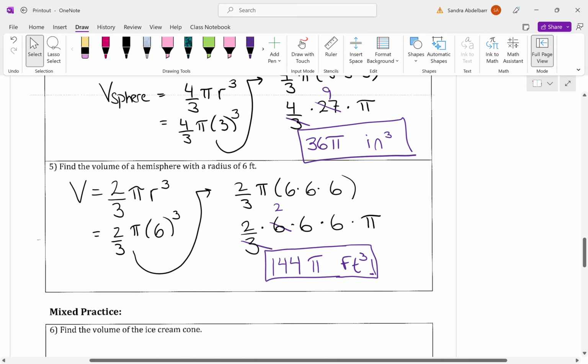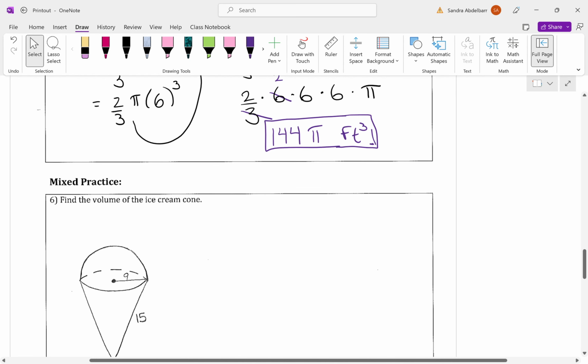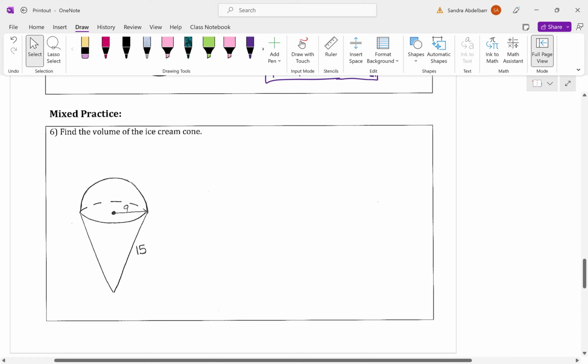Can I move on to number 6? All right, so now we're going to mix shapes. If I wanted to find the volume of this ice cream cone, can somebody tell me what 2 shapes I am finding the volume of? Adam? A cone and a half circle, or a half sphere. A hemisphere, you got it. So we're going to find the volume of the cone and the volume of the hemisphere, and what should we do with those 2 volumes? Add them up.